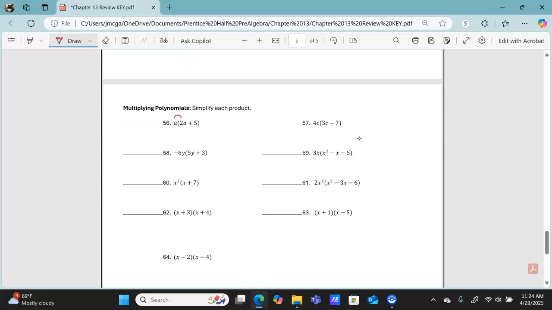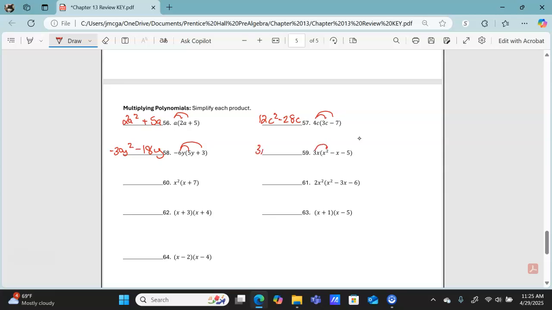Multiplying polynomials, a times 2a is 2a squared, and a times 5 is 5a. 4c times c, 4 times 3 is 12, c times c is c squared. And then 4c times negative 7 is negative 28c. Negative 6y times 5y is negative 30y squared. Negative 6y times 3 is negative 18y.